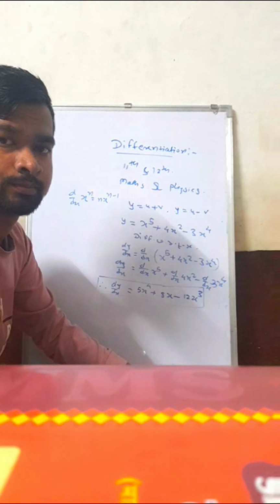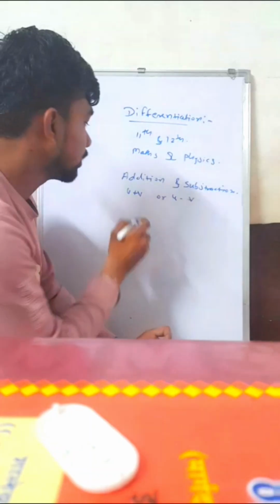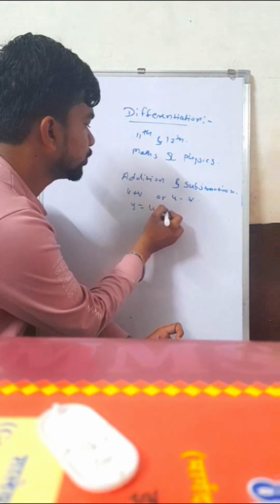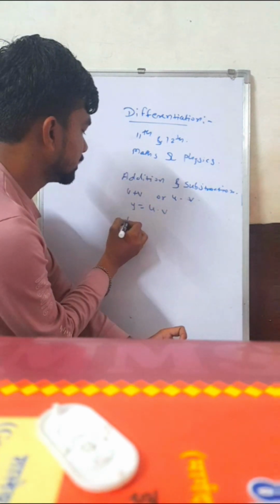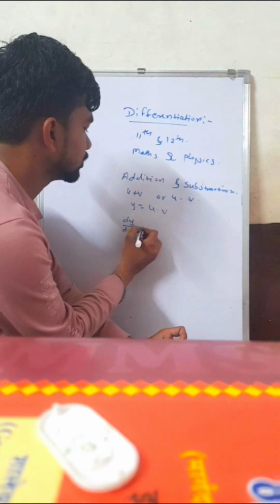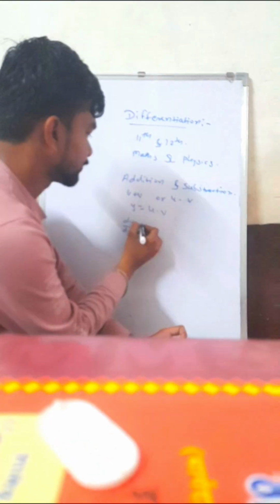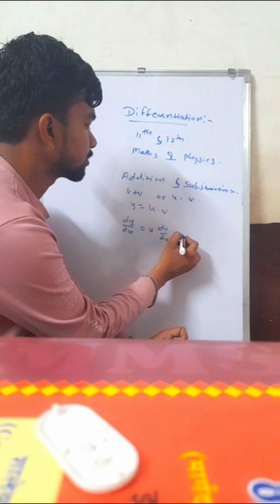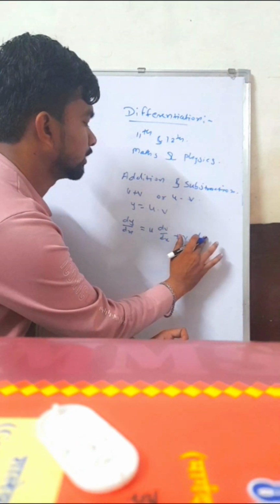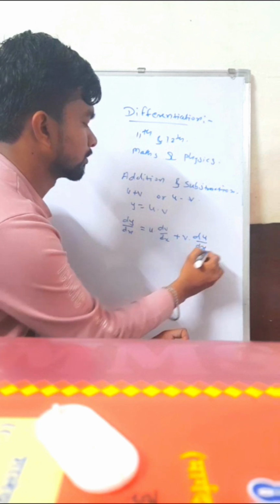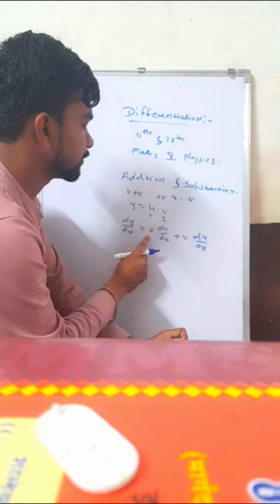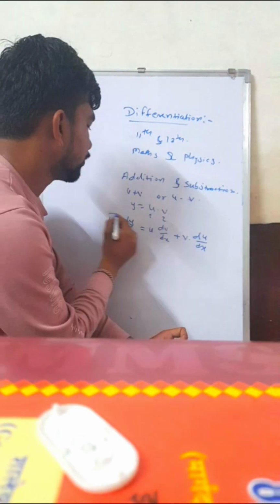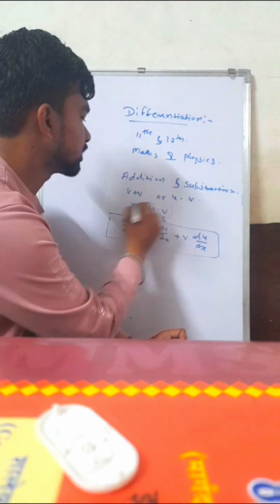Here is the rule of multiplication. Differentiation of y is equal to u into v. For this, dy upon dx is equal to, first u into derivative of v plus v into derivative of u, that is first into derivative of second plus second into derivative of first. This is the formula for multiplication of these two terms.